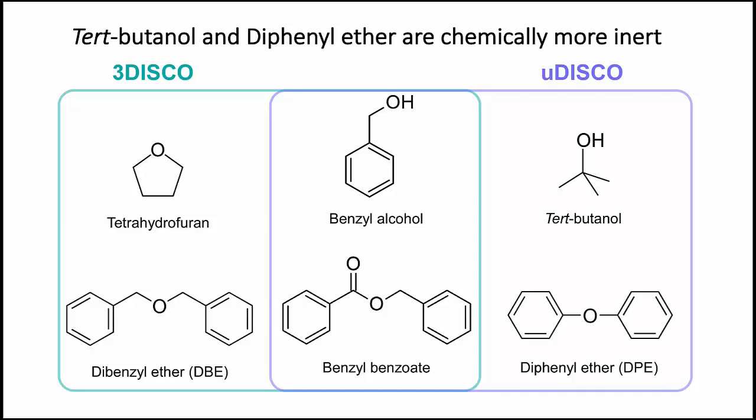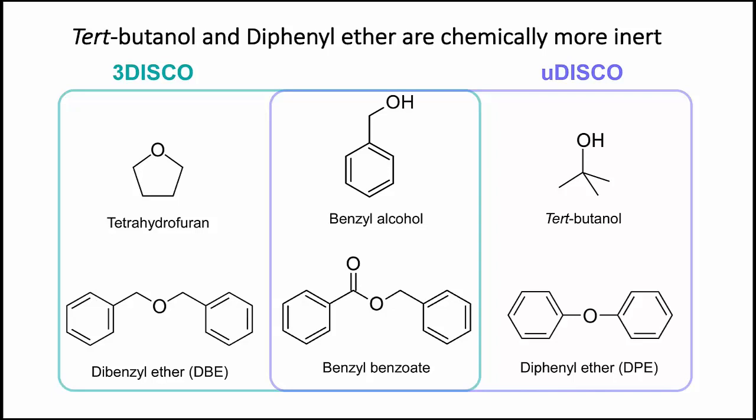One of the major reasons is that, for example, tetrahydrofuran, which is used in the dehydration step of 3DISCO, is prone to oxidation and further reactions. One of the chemicals used in the refractive index matching part is BABB, benzyl alcohol and benzyl benzoate, the other component of 3DISCO. They can form peroxides and quench the fluorescent signal as well.